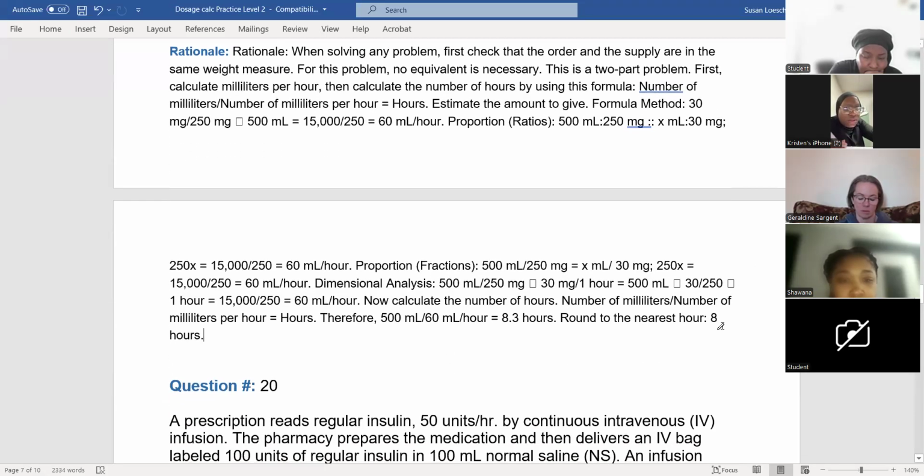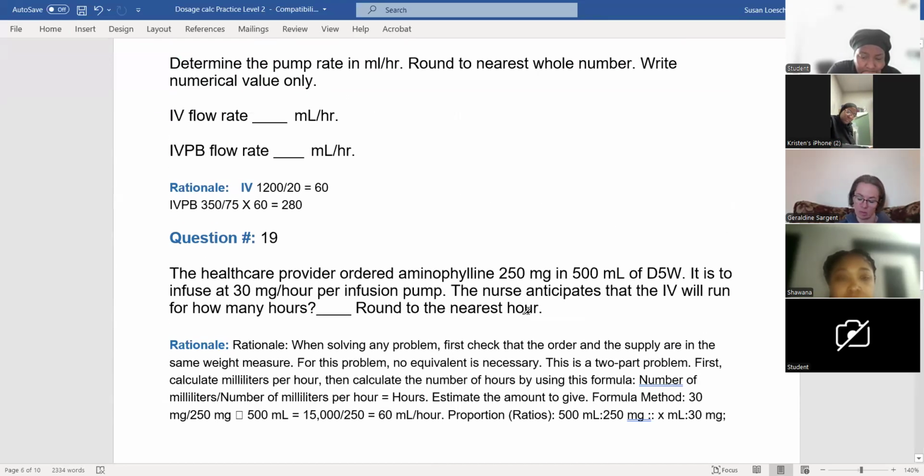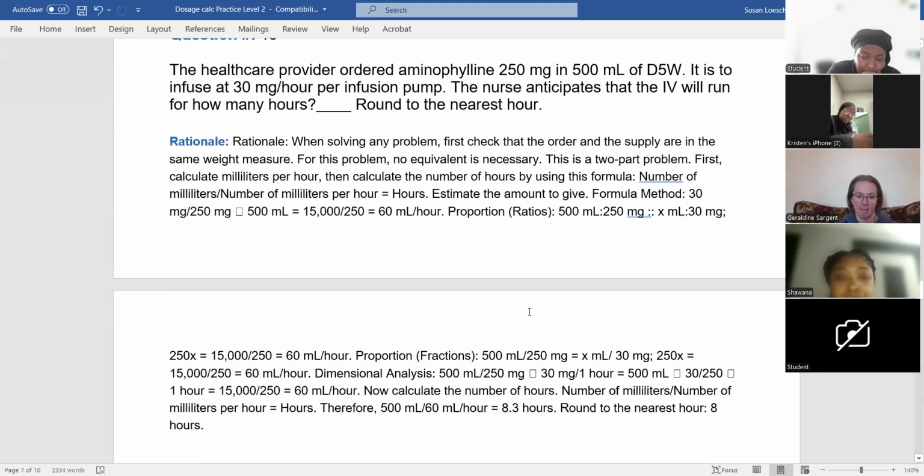Okay, so 8. All right. It would have run for 8.3, but we were rounding it to the nearest whole number. So that was 8.